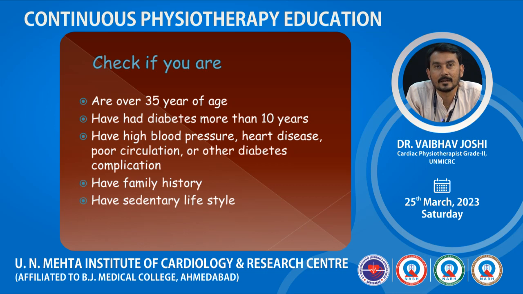Now check if you are over 35 years of age, have had diabetes more than 10 years, have high blood pressure, heart disease and poor circulation and other diabetic complications, and you have a family history or have a sedentary lifestyle, you are at major risk. You should start exercising right now. Okay, thank you.